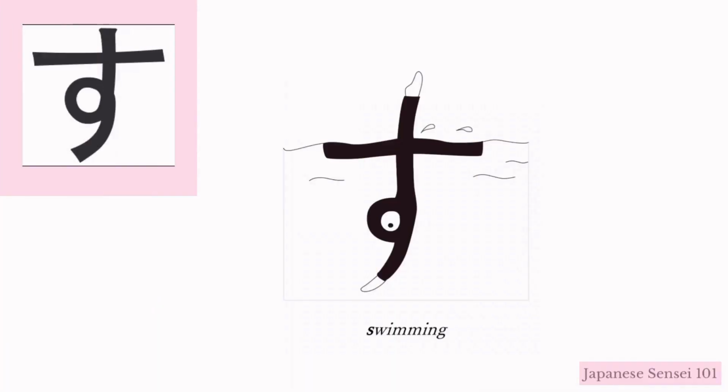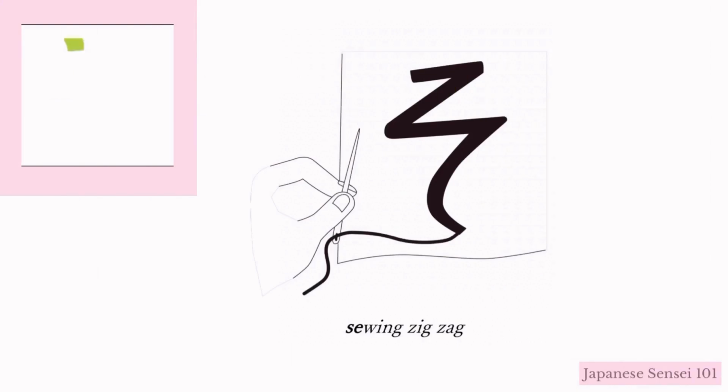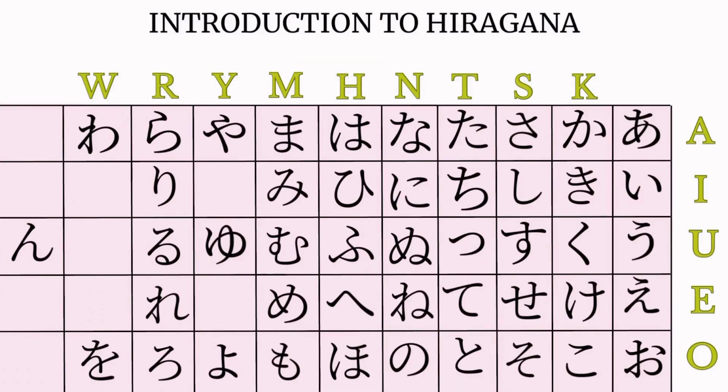Su. To memorize this, imagine someone swimming through the water. Se. To memorize this, visualize a boat sailing on the water. So. To remember the hiragana so, imagine a sewing needle creating a zigzag stitch. Well done on completing the 3 columns. Let's move on to the next consonant, T.